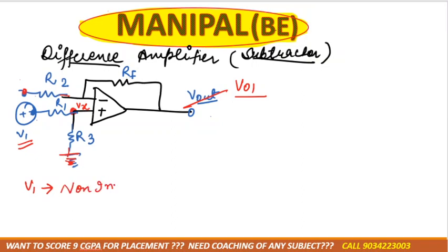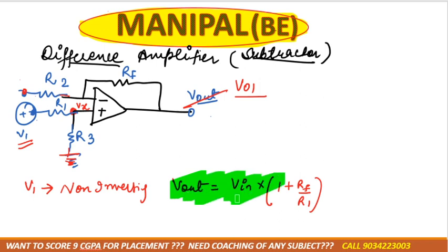It's a non-inverting amplifier, right? Tell me the output voltage formula for the non-inverting amplifier. What was the formula? Vin multiplied by (1 plus Rf by R1), right? So this is the same case we need to apply over here.